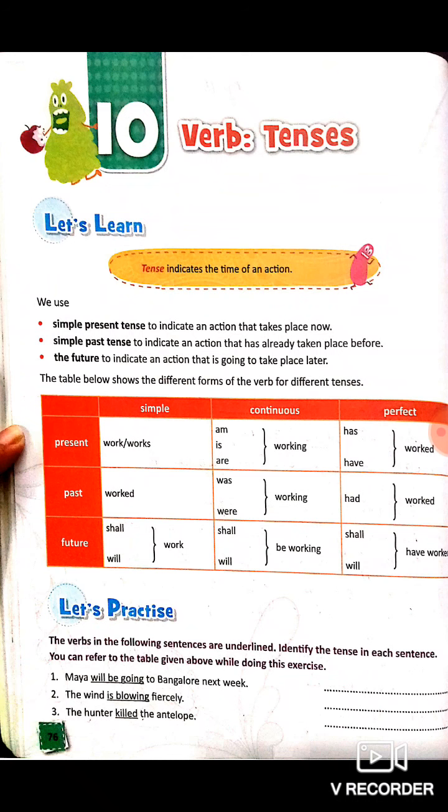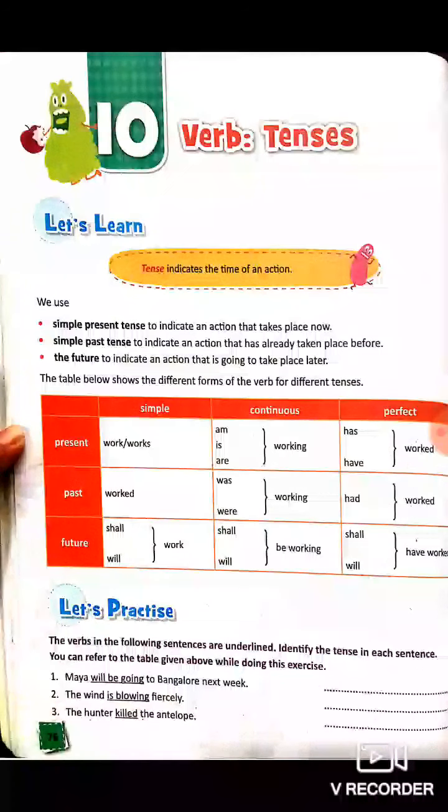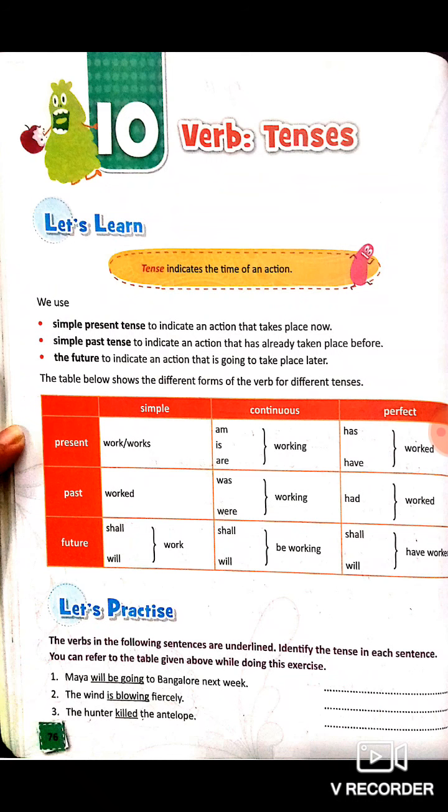Now these three tense forms can be further divided into some more subparts. In this class, children, in class 6, you do not have all the subparts. You will only understand what the simple forms of these tenses are and the continuous forms of these three tenses. Now simple present, children, indicates an action that takes place now. When we use a verb in the simple present tense form, we use it in order to indicate an action that takes place now in the present.